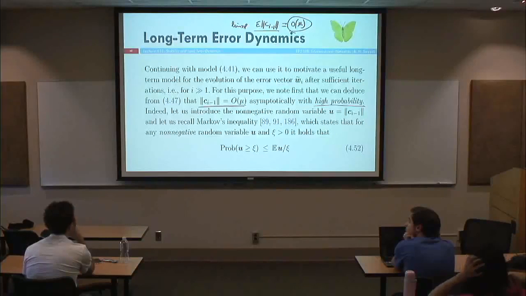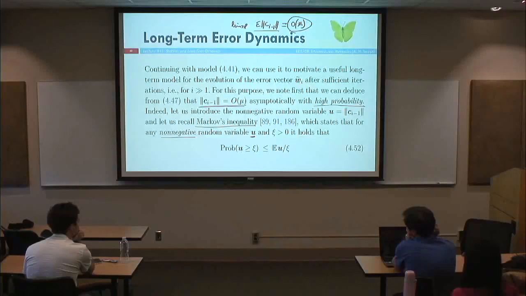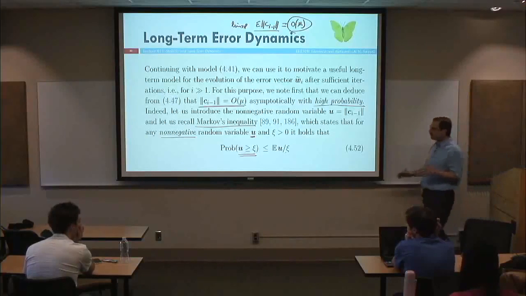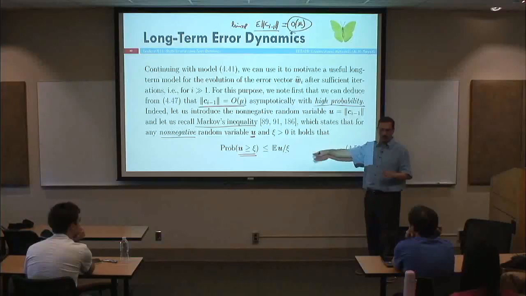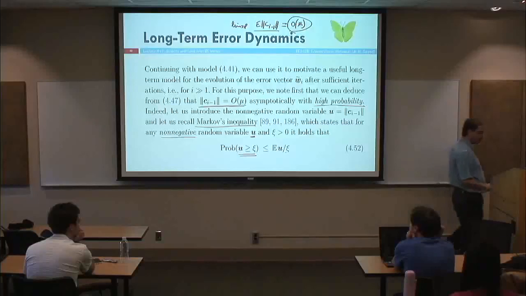One way to argue that is to use Markov's inequality. What is Markov's inequality? If you have a non-negative random variable u, then the probability that u is larger than epsilon, or zeta, or c, whatever you call this symbol, is upper bounded by the mean of u divided by zeta. This is Markov's inequality, and I'm not proving it. You can prove it; it's not difficult.